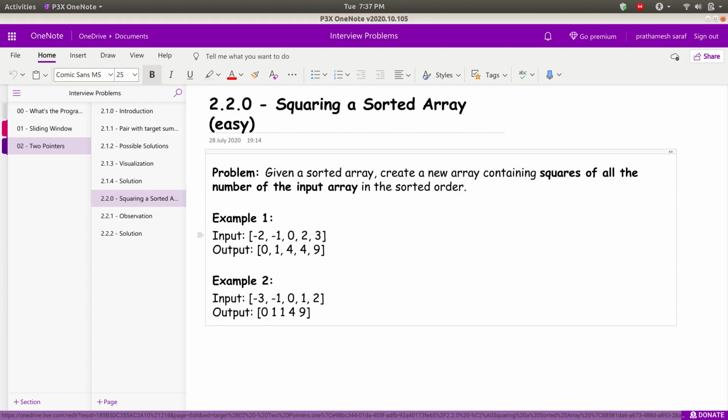So basically we have been given an integer sorted array, and we have to create another array which contains the squares of this input array in sorted order. That is what the problem wants. So here is -2 -1 0 2 3. Our output will be 0 1 4 4 9, which is the squares of all the numbers here, but in sorted order.